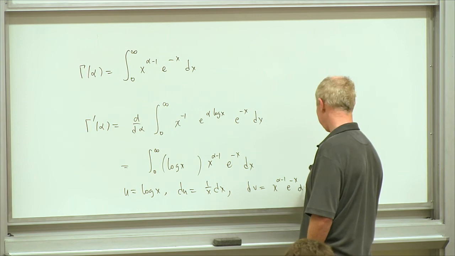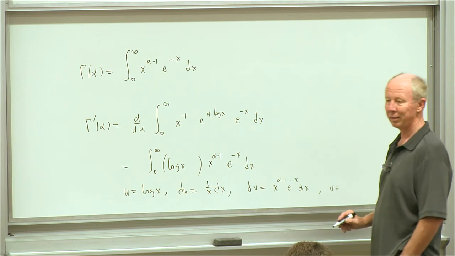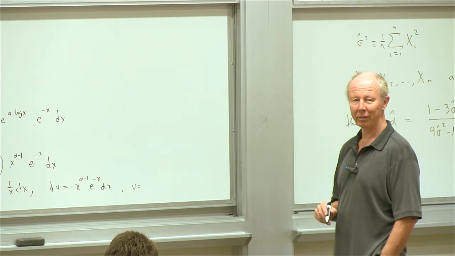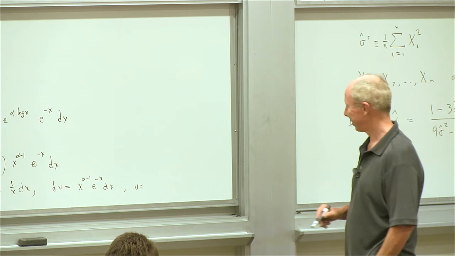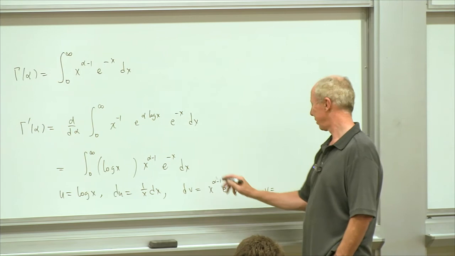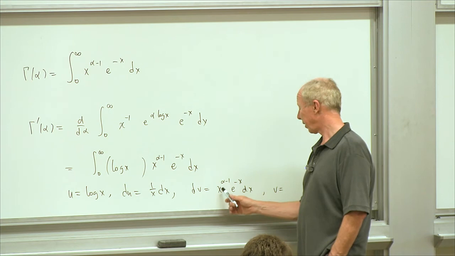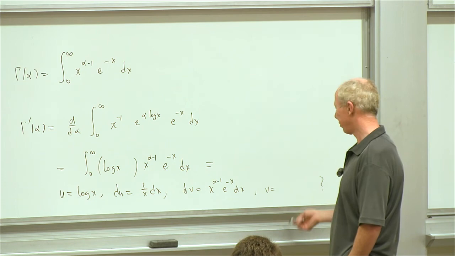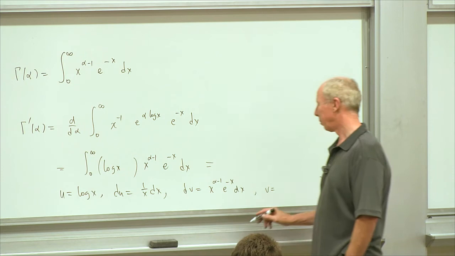v is equal to, well, we know what that is if we integrate from 0 to infinity, but do we know what it is if we integrate? If alpha is an integer, I think it'd be something we could do. But anyway, just the first terms would be u times v, which we don't know, and then the integral of v du. But at least I get sort of this. But I don't know the answer here.